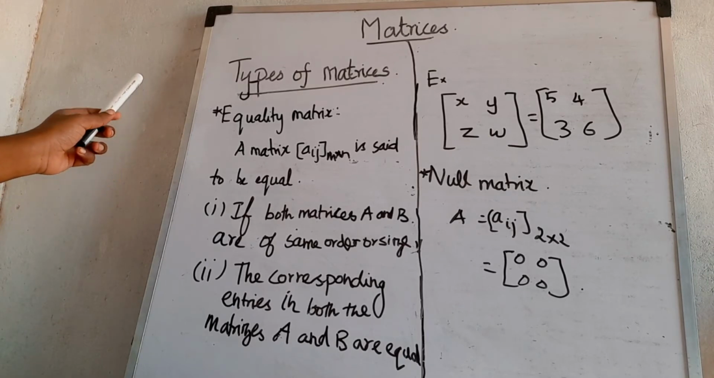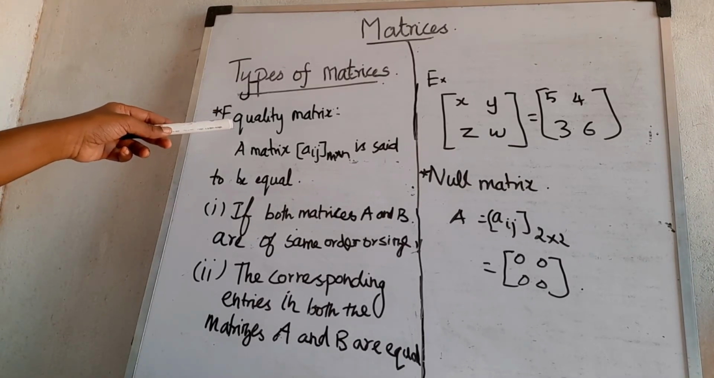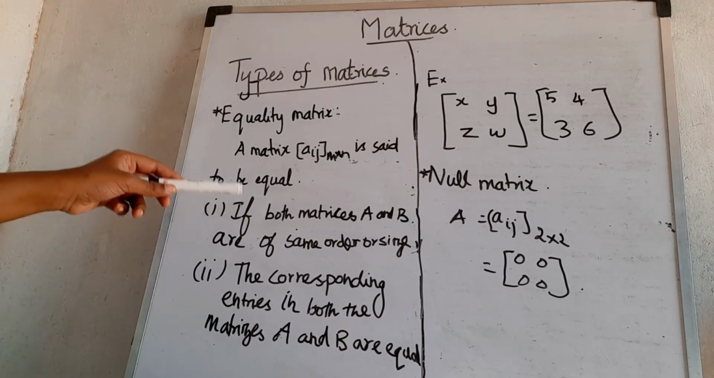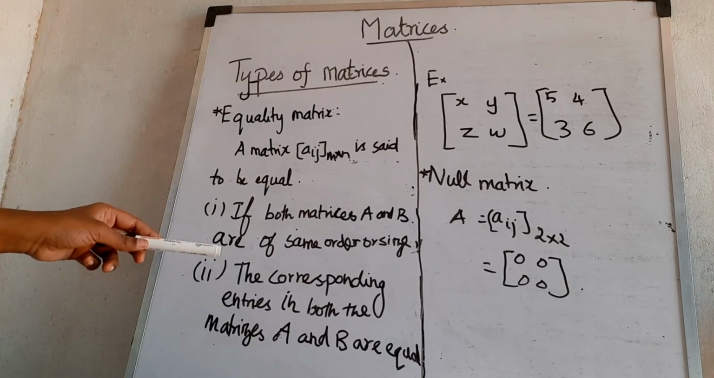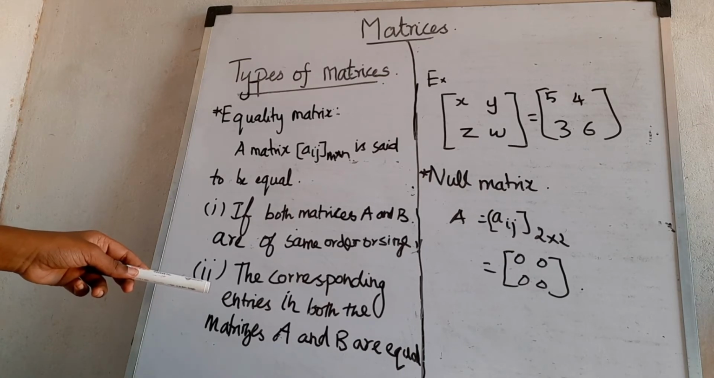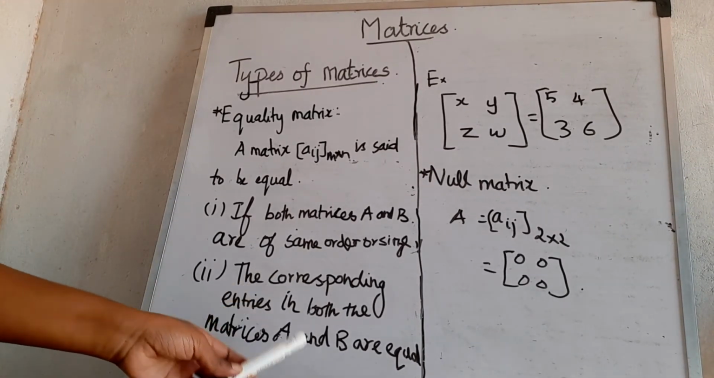Next one is an equality matrix. Here a matrix Aij, m cross n, is said to be equal under two conditions. If both the matrices A and B are of the same order and size, then the corresponding entries in both the matrices A and B are equal.